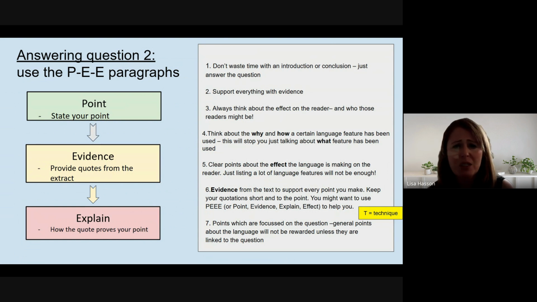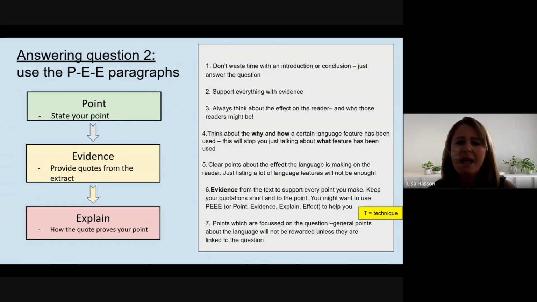Don't waste time with an introduction or a conclusion. Don't waste time by starting off with, "the writer uses lots of really interesting language techniques." We don't need that. But do make sure you support everything you say with evidence in terms of quotes. Always think about the effect on the reader and who those readers might be. In this case, it's usually you.